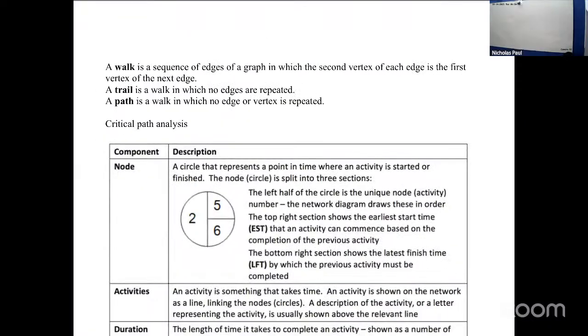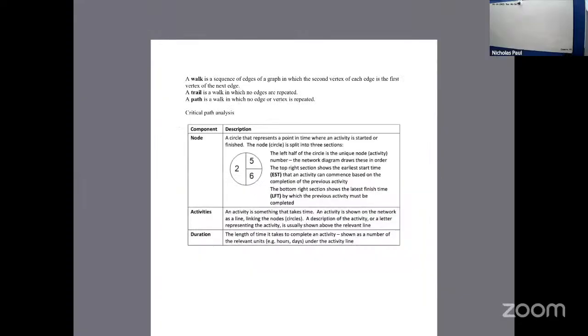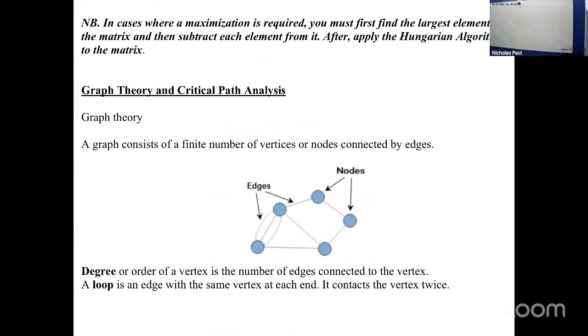Few more quick definitions. A walk is a sequence of edges on a graph in which the second vertex of each edge is the first of the next. So you're basically going from one to the next. A trail is a walk where no edge is repeated. So if you start somewhere you can finish, for example, and no edge is repeated.